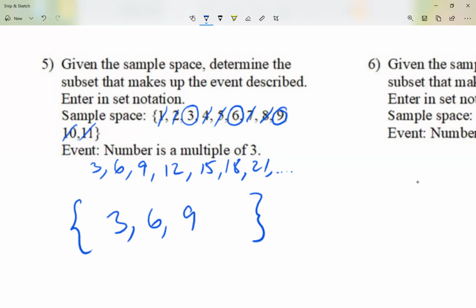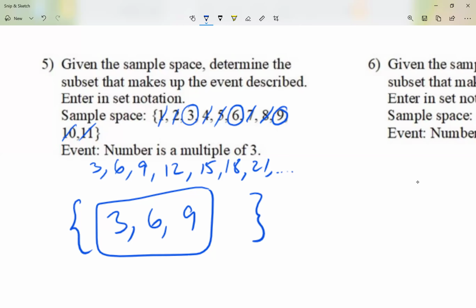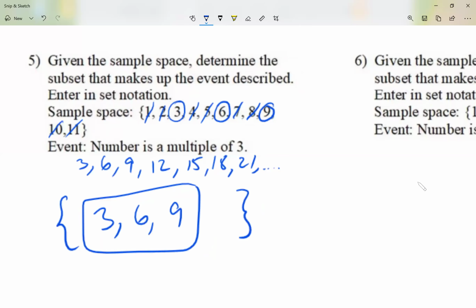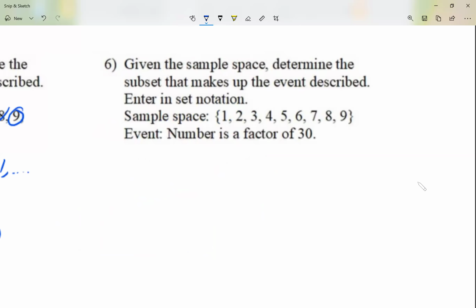Okay. You will just have to type these numbers. You don't have to type in the brackets because the brackets are included. So just 3, 6, and 9. Okay, so take a look at question number 6. Given the sample space, determine the subset that makes up the event described. Enter in set notation. So my set notation is going to be here already. My sample space are the numbers 1, 2, 3, 4, 5, 6, 7, 8, and 9.